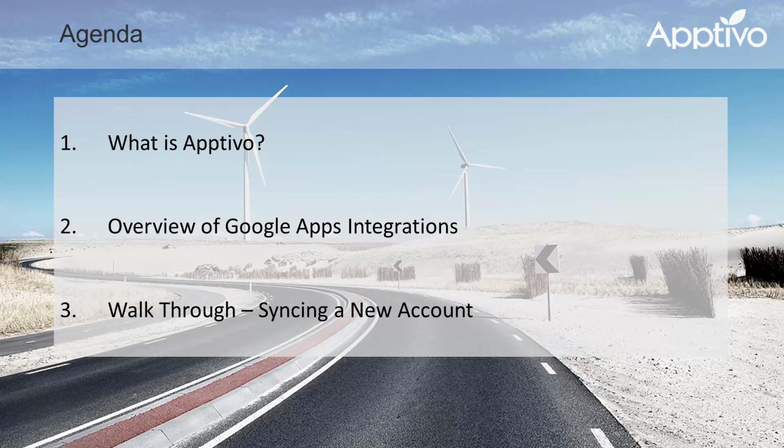So as far as an agenda for today, we're going to keep it pretty short and sweet. We're going to start off and quickly talk about what Apptivo is at a very, very high level. And then we'll dive in specifically on what the Google Apps integrations are between Apptivo and Google Apps for Work. And then we'll go through the process of setting up a new account, installing the app from the Google Apps Marketplace, and then heading on over and getting Apptivo set up to do the sync. So we'll just quickly run through each step and talk briefly about what it would look like.